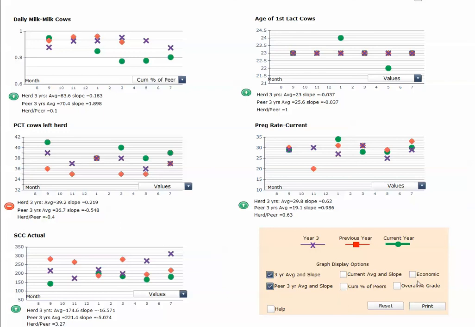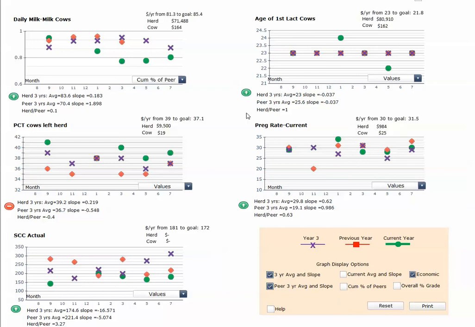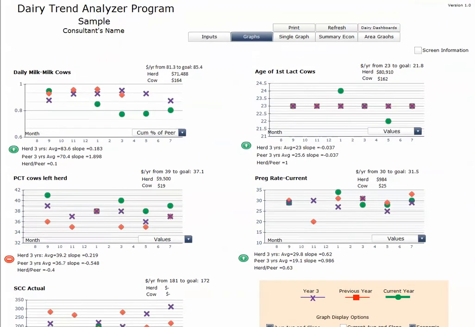of concern. We can also look at the economic inference. So this looks at what's the value of changing the current milk level of 81.3 to 85.4. That would realize about $164 of marginal profit to a herd, or at a herd level of about $71,000. This is based on the milk price and ration costs that were entered previously.